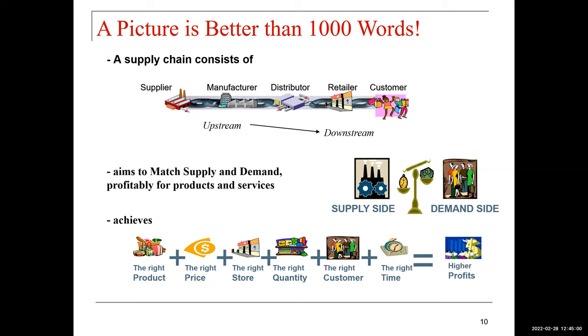So the goal is to achieve the right product at the right price, in the right store, in the right quantity, to the right customer at the right time. That combination is what's going to increase your profit. So a lot of things, right? So finding that balance, making sure that you provide access to the product at the right time, right store, at the right price, to the right customer.